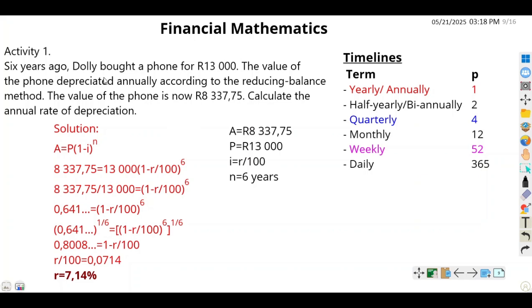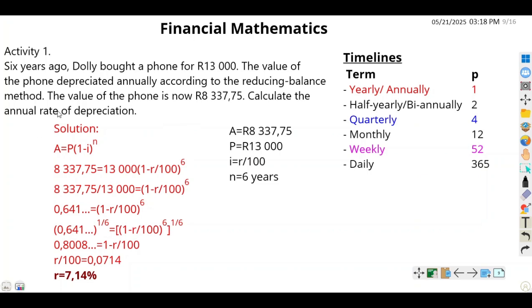What did they not give us? Well, they just told us that the phone depreciated annually according to reducing balance. They did not say anything about the rate of depreciation. Do you see anything about interest here? Nothing, right? So let's look at the question. Calculate the annual rate of depreciation. There we go. Now they want that part that was missing. So now we want the rate, that annual rate of depreciation.